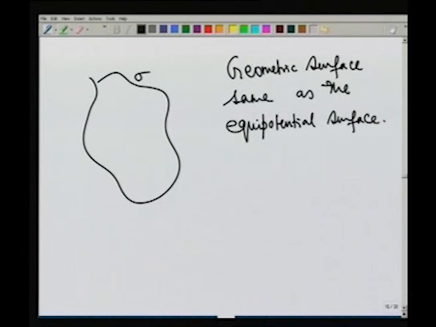Those of you who are mathematically inclined will immediately realize what the import of the statement is, how you can exploit this particular statement. All that you will do is forget all about the conductor, and if you want to solve Maxwell's equations, you will say that on this particular surface my potential has this particular value.